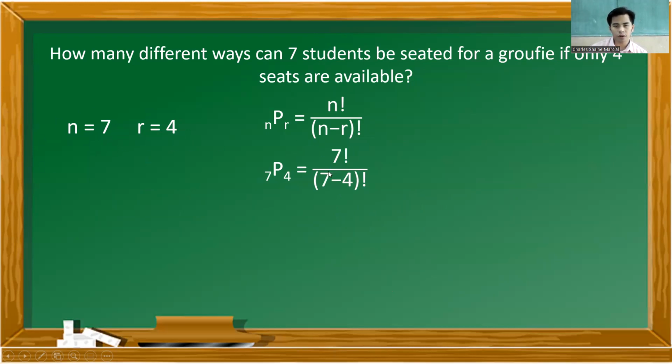So we have 7 factorial over the quantity of 7 minus 4 factorial. 7 minus 4 is equal to 3. And then, we have 7 times 6 times 5 times 4 times 3 factorial. And then we can cancel out from the numerator and denominator the 3 factorial. And then we will just multiply 7 times 6 times 5 times 4, and that is equal to 840 ways.